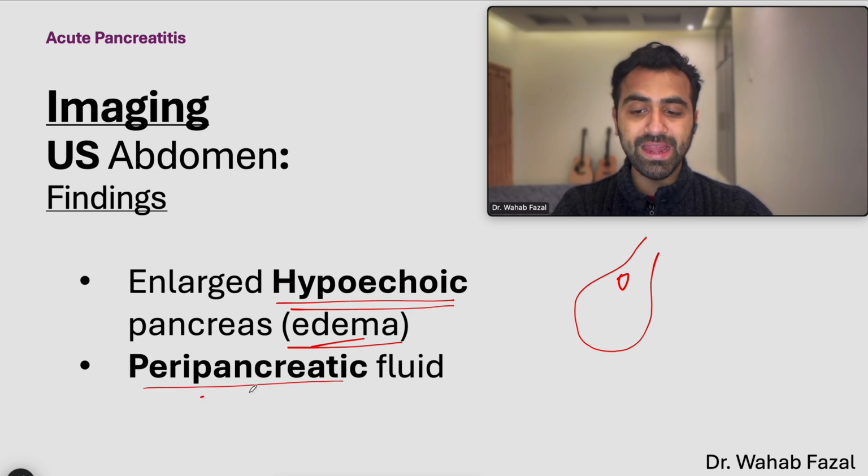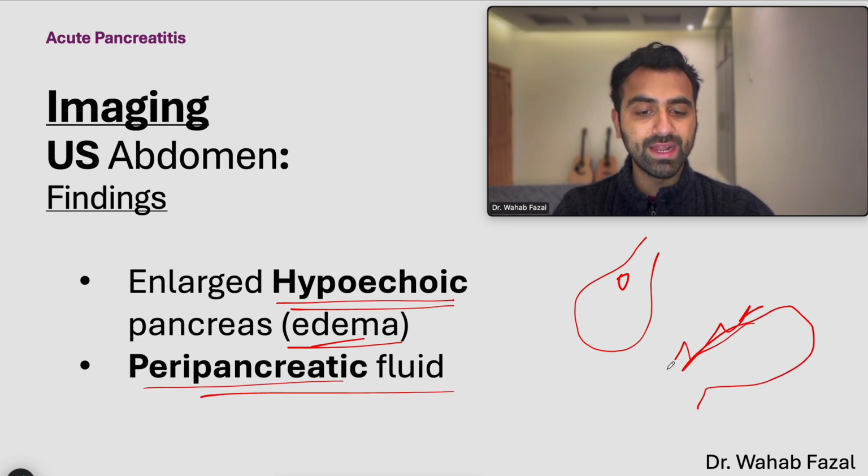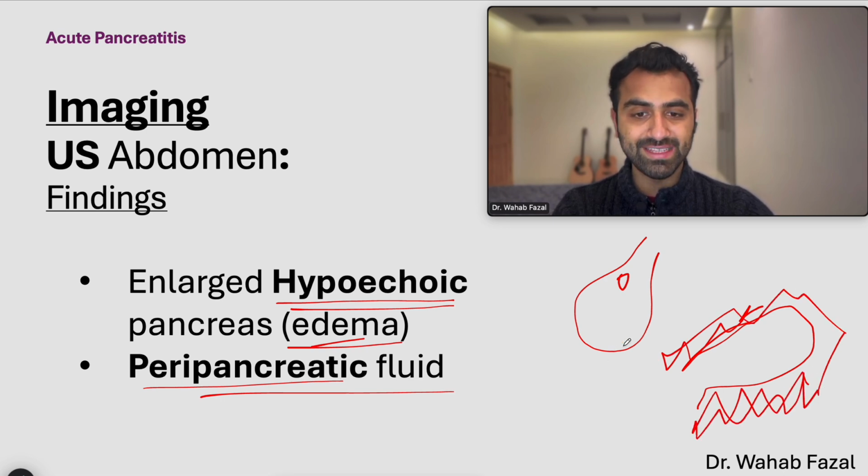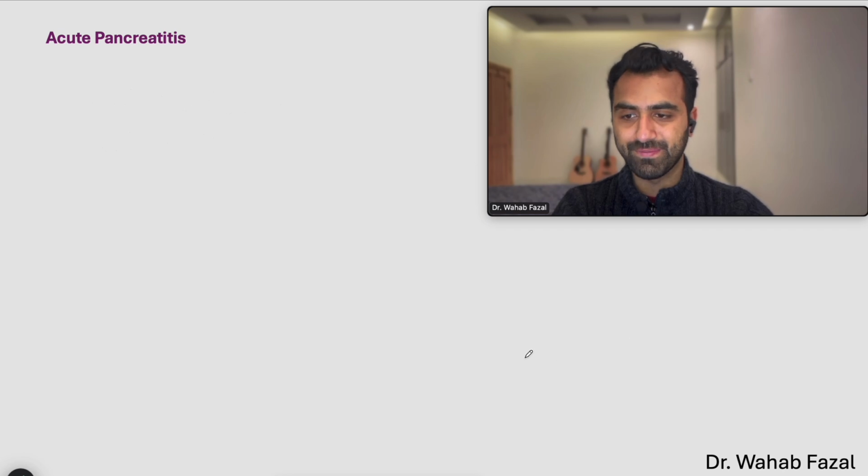What else? You can see peripancreatic fluid. Again, it's around the pancreas itself. You're seeing fluid around the pancreas because there's inflammation occurring around the pancreas. Those fats are being emulsified.